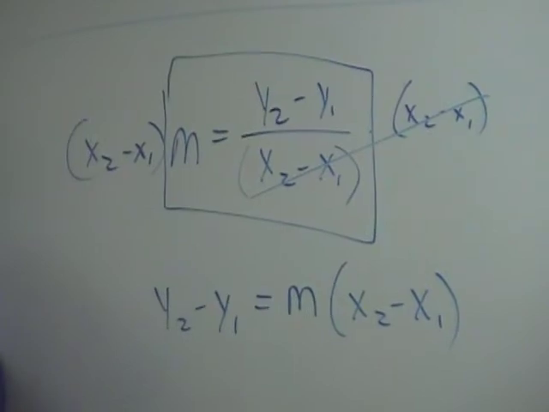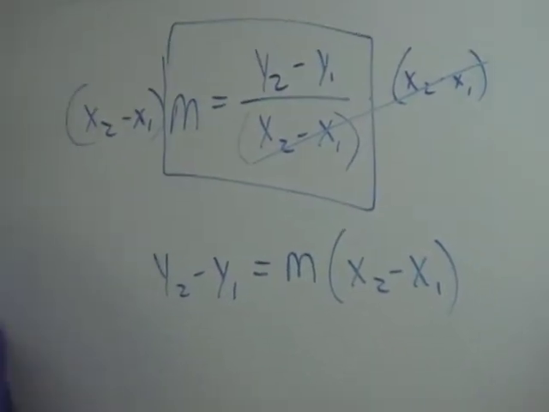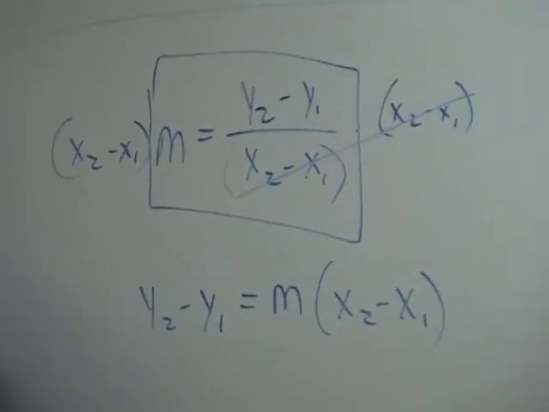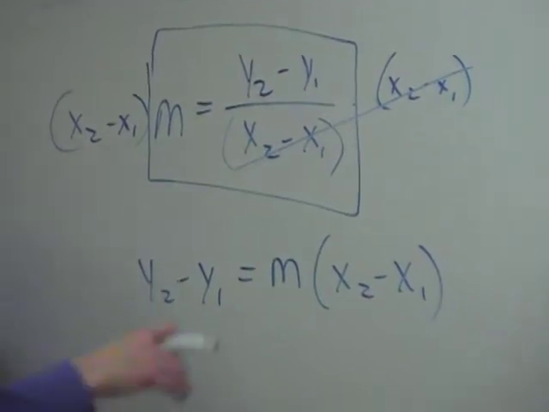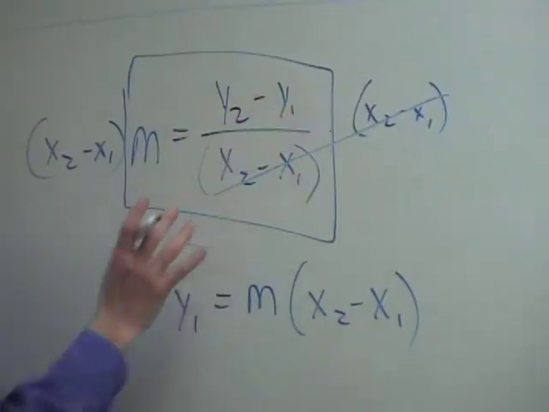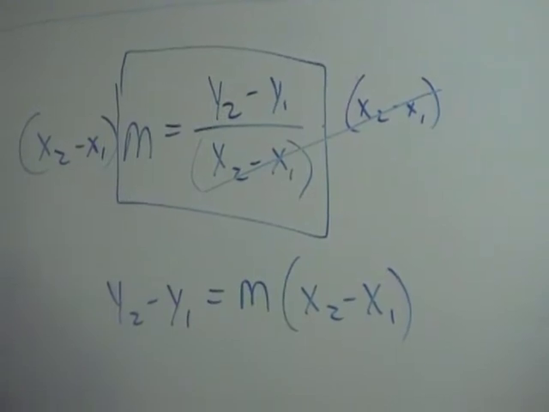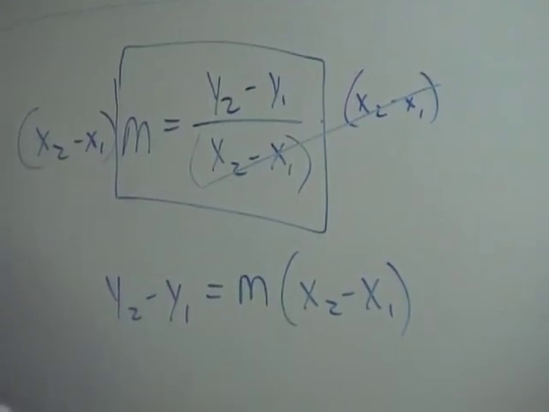How did the x's get changed to y's? They didn't. I just put this, which is on one side by itself, on the left side. Okay, now let's say I have one coordinate.